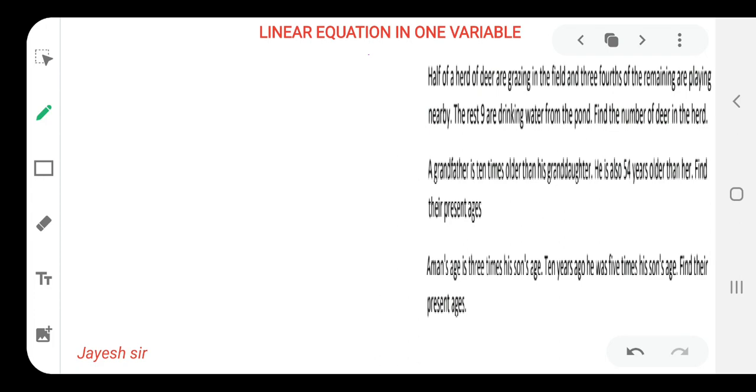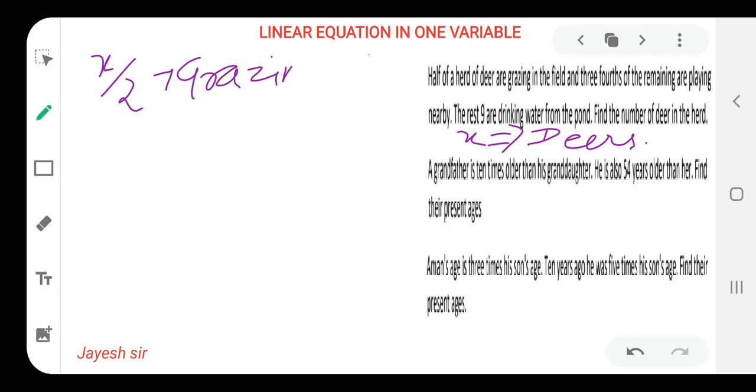Let us assume that the number of deer would be x. Yes friends, total deer are x. Deer, not peers. So the total number of deer is x. Now what is to be written? Half of them are grazing in the field. Half means x by 2 are grazing. So I'm writing over here that half are grazing in the field. Now what is to be said?